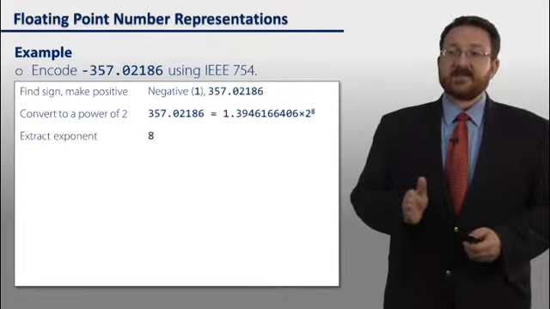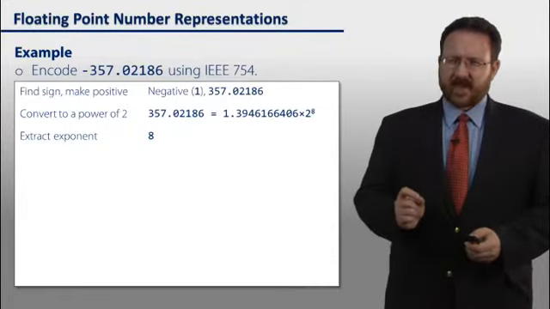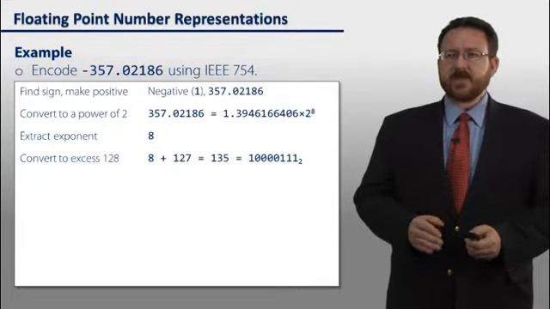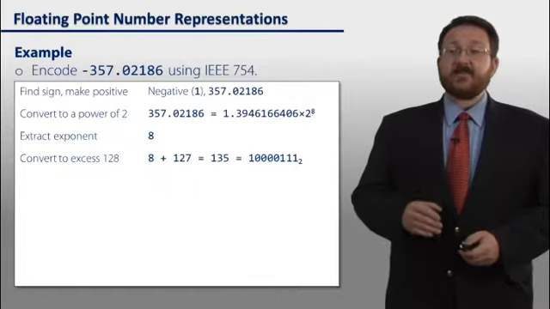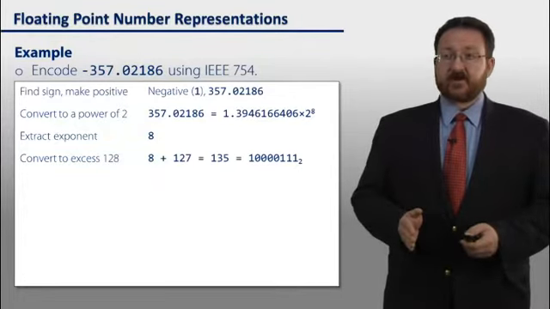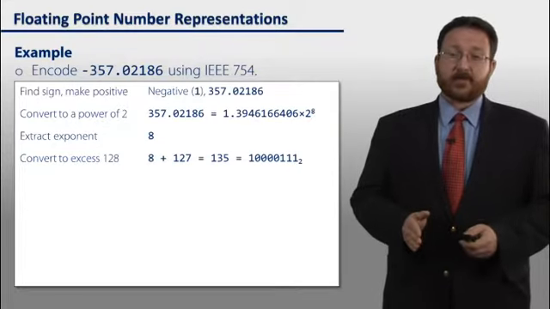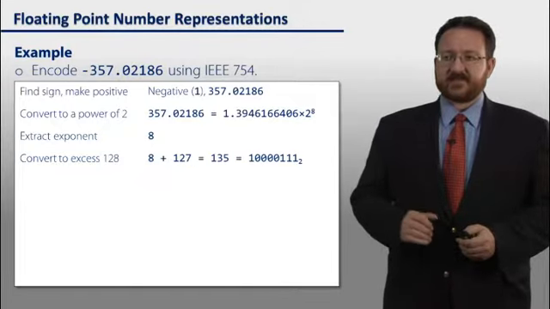Now we take a note of the exponent. This is a factor of 2 to the 8th. So we're going to have to encode that in excess 128 notation. So to do that, we add 127 to it to get 135, and then we make a simple binary representation of 135. So those bits right there represent what the exponent will be in our notation. So we're going to have a leading 1 and then these bits.